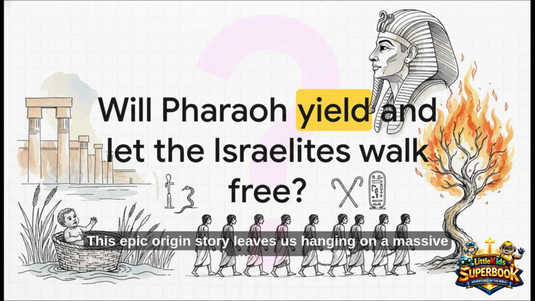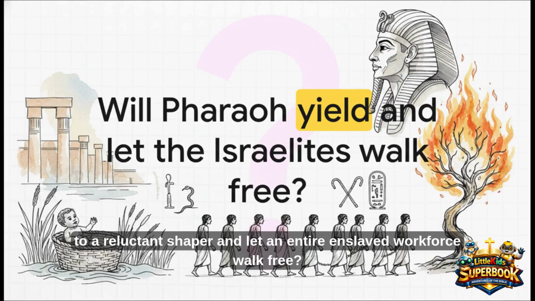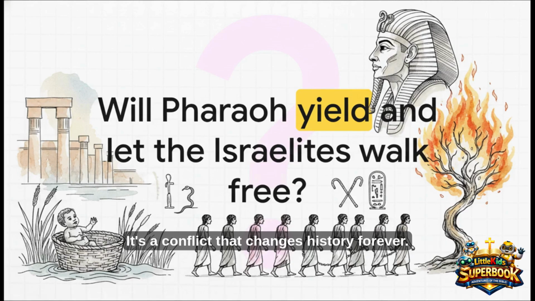This epic origin story leaves us hanging on a massive cliffhanger. Armed with a divine commission and these powerful promises from a burning bush, will the mighty Pharaoh of Egypt actually yield to a reluctant shepherd and let an entire enslaved workforce walk free? It's a conflict that changes history forever.